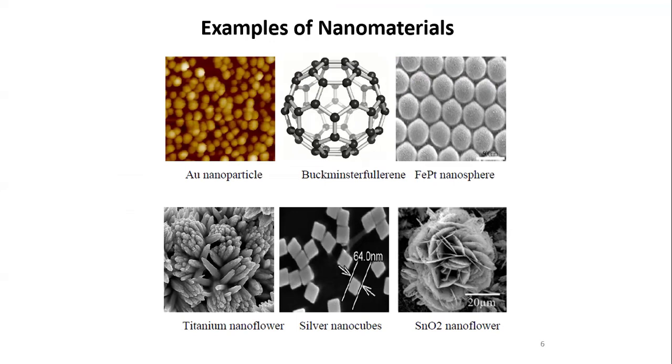So after getting the copper oxide nanomaterial, we have to send it for characterization study, which will determine the size of the synthesized material. Like this, we can see some examples of nanomaterials: gold nanoparticles, Buckminster fullerenes, iron platinum nanospheres, titanium nanoflower, silver cubes, tin nanoflower, like that. So this is the precipitation method for the synthesis of copper oxide nanoparticles.